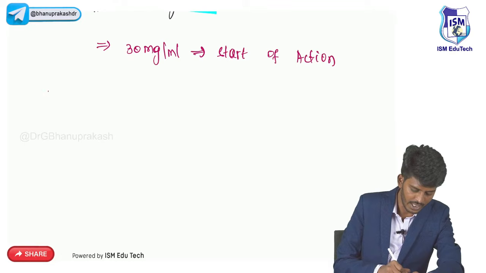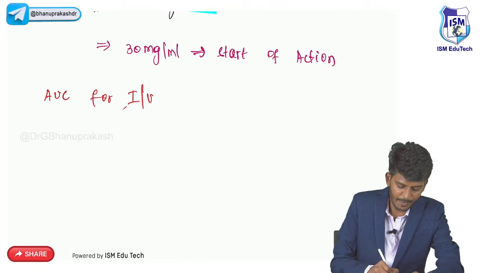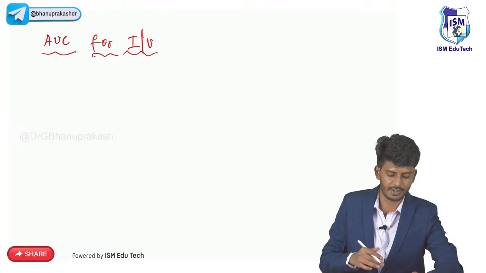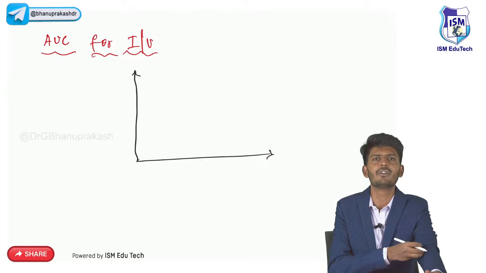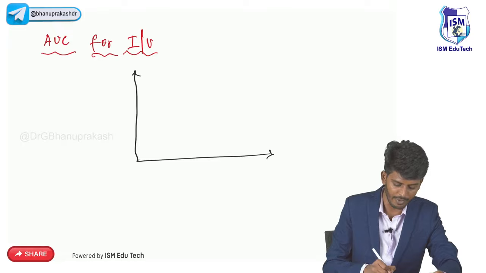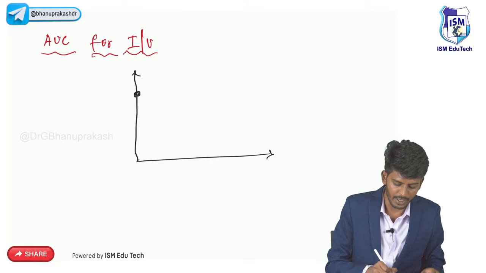AUC for IV. Now, this can be a picture-based question. In the last exam, the general pharma-related questions were more. So, please understand how an AUC for an IV looks like. It would look like this. Now, understand at 0 time, in the starting itself, what did you do? You gave a drug IV. If you give a drug IV, the large quantity of drug went into the vein. If the large quantity of drug went into the vein, at 0 point of time, the maximum concentration will be there. So, this would be the starting point.